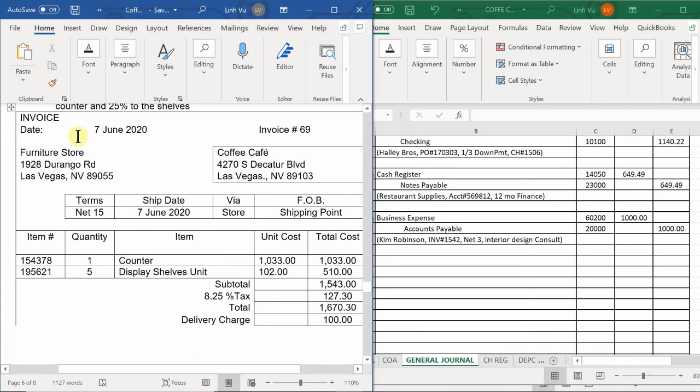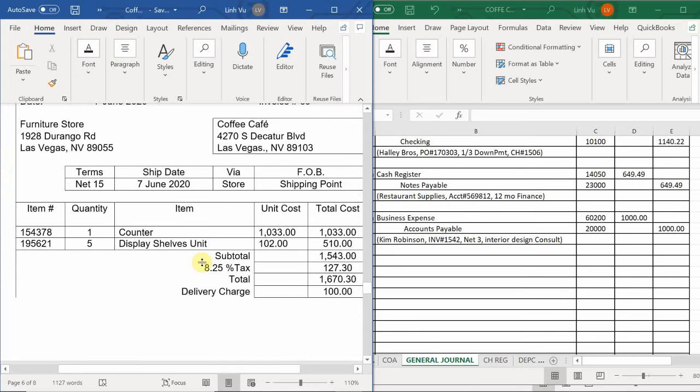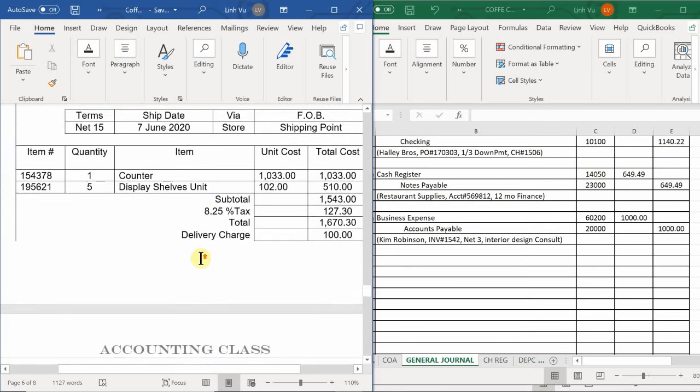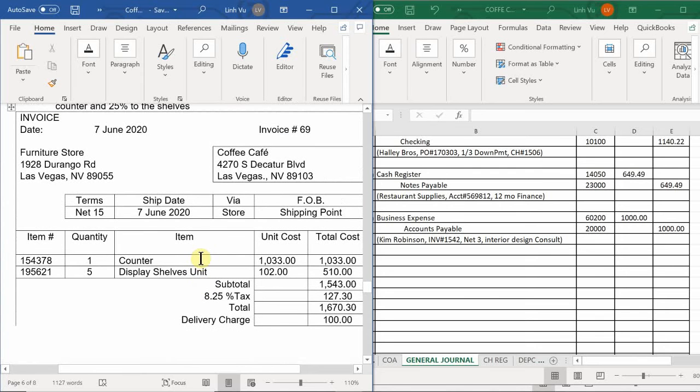We received it on June 7, all right? Invoice number 69 to Coffee Cafe from Furniture Store. We have net 15 going on, all right? It's delivered to the store. Let's see what happens. We bought 1 counter and 5 display shelves. And we got taxed, and we need to split the delivery charges of $100, okay? So therefore, the total is $1,770.30.